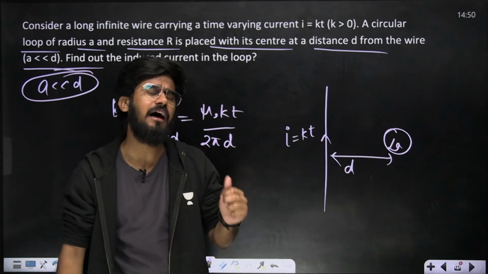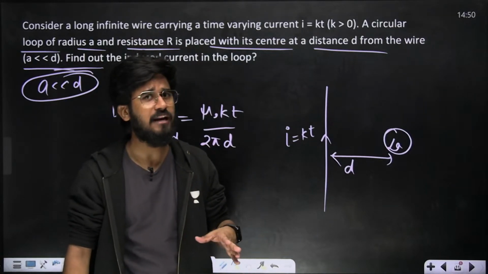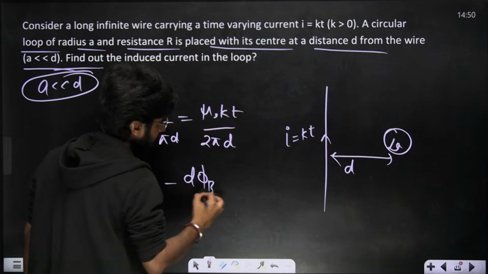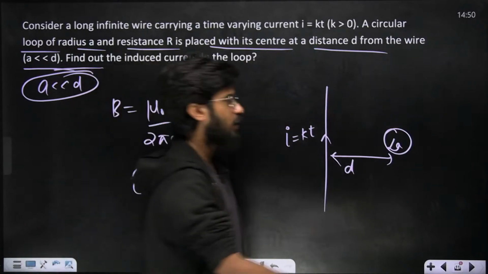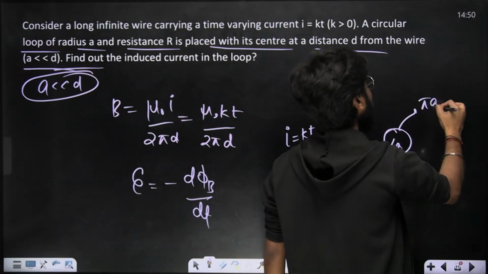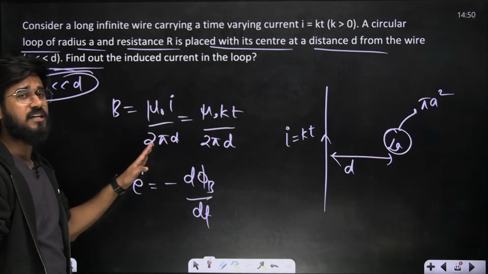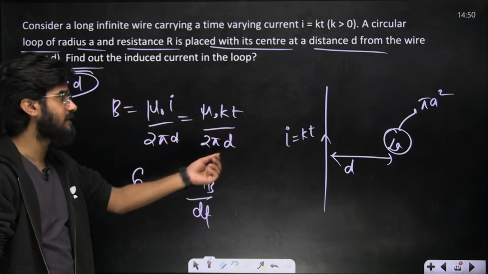So first of all, we will have to calculate the induced EMF. How will we calculate the induced EMF? Induced EMF is equal to minus d phi B by dt, right? Area is what? The area of this loop is pi r square or pi a square. But the magnetic field we have calculated is at a distance d.